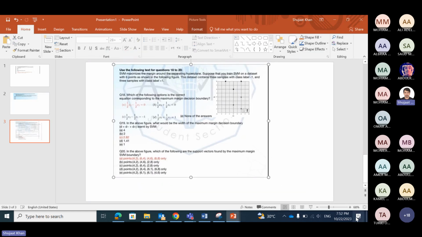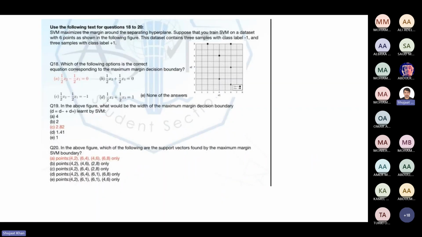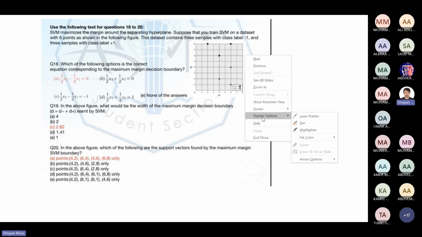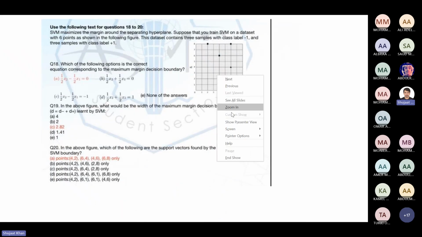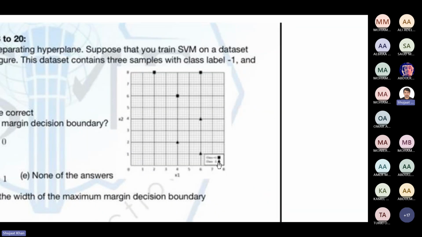Let's move to this one. This is related to SVM. SVM maximizes the margin around the separating hyperplane. Suppose that you train SVM on the data set with 6 points as shown in the following figure. The data set contains 3 samples with the class label -1 and 3 samples with class label +1. We need to zoom in to see. It's not quite visible, but there are 2 classes. One is triangle and the second one is square. These 3 points are the triangles and the top points are the squares.